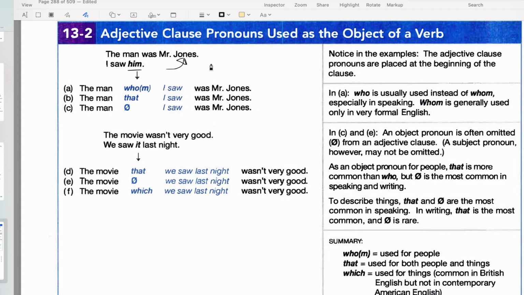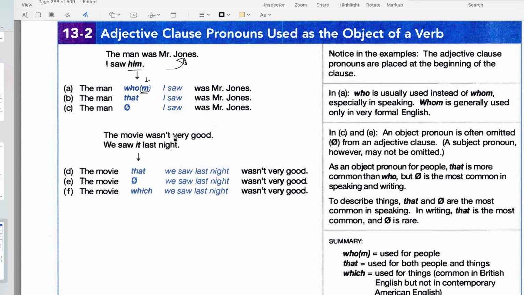Now let's look at the pronouns that we can use when we're looking at adjective clauses that are objects of verbs. Let's take a look here. The man who I saw, or whom I saw, if you want to be very grammatical and you want to sound like British English, you would add the M. This is most proper. That M means I'm the object. That's what that stands for right there. But in American speech, we often don't say whom. That's kind of disappearing in American English.